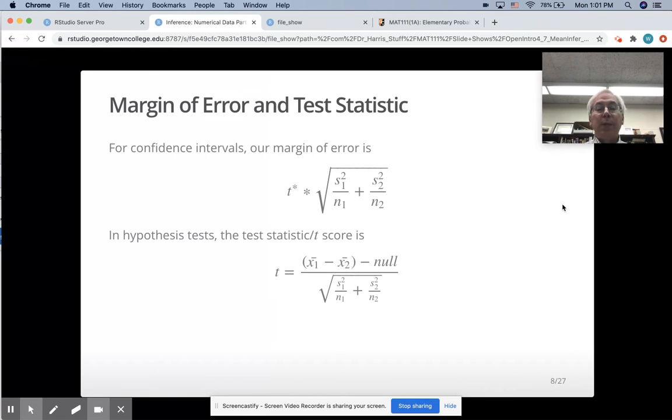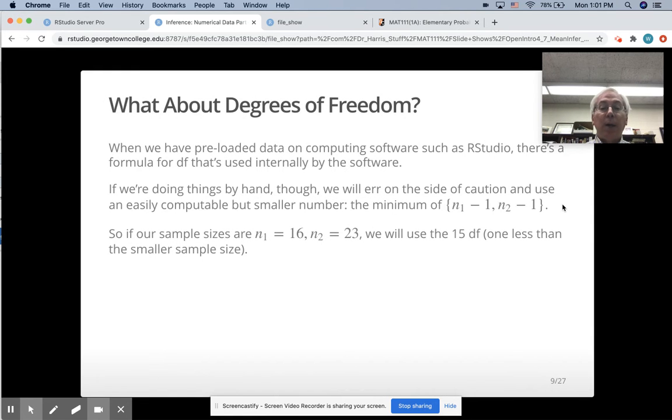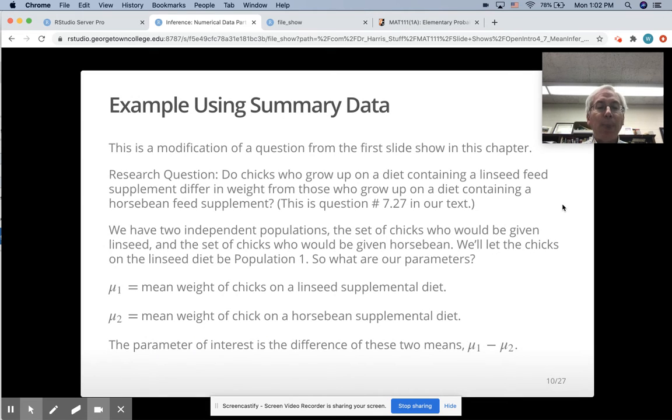And so we're going to have t-distributions running around again. If we're doing things by hand, one less than the smaller sample size will be our degrees of freedom. And as I said, RStudio will use a more complicated internal formula for coming up with a more accurate result. So we're going to work one example in full, and then I'm going to start you on a second example and let you finish it up here.